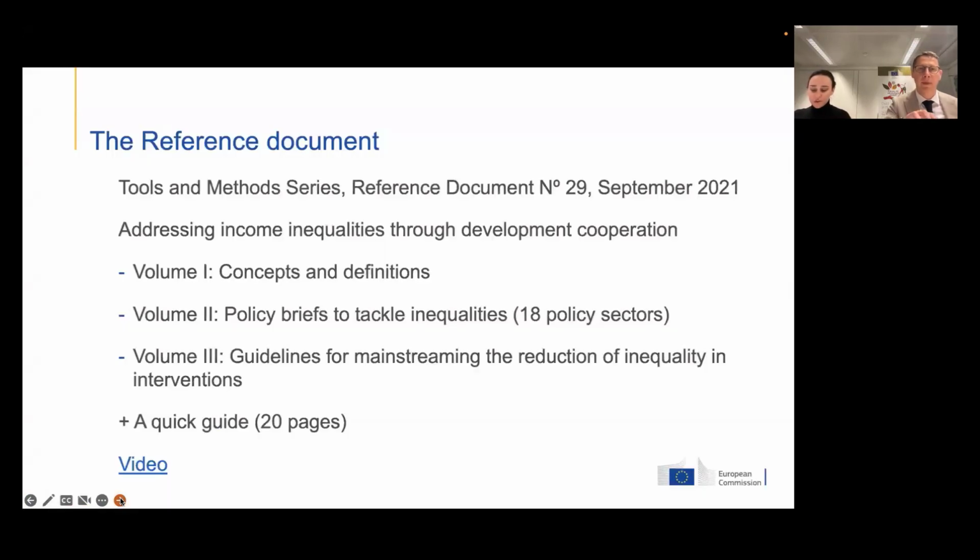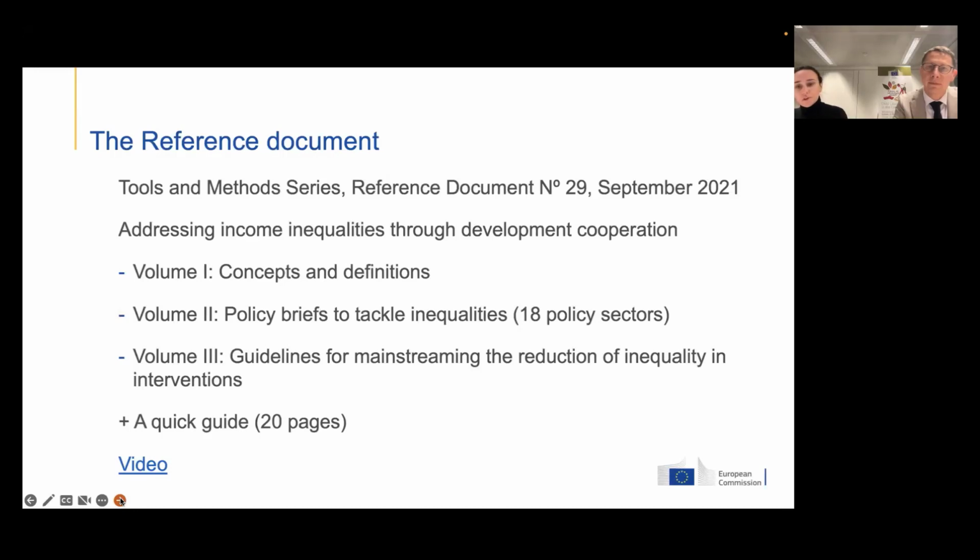The objective of this reference document is really to support you, to strengthen your approach to development cooperation to address inequalities in its partner countries. While recognizing the importance of inequality in all its aspects, it focuses more on income inequality, because, as Teresa mentioned in the first session, income inequality is both the product and the source of most aspects of inequality. And it's also the easiest to measure because we have more data on it.